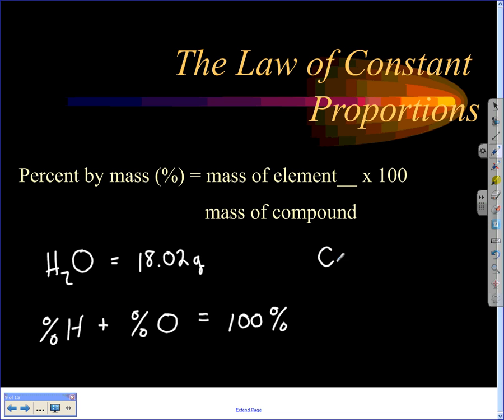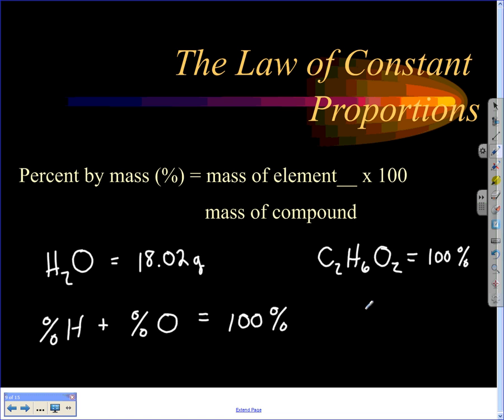If I had something like C2H6O2, I would expect that the percent carbon, percent hydrogen, and percent oxygen would equal 100%. Nothing more, nothing less. You cannot end up with more than 100%, and you should never end up with less than 100%. If you end up with more than 100%, you've created mass, and the conservation of mass states that's impossible. And if you end up with less than 100%, that means that you've somehow destroyed matter, and the conservation of mass states that's impossible. So the percent of the substances will always add up to 100%.